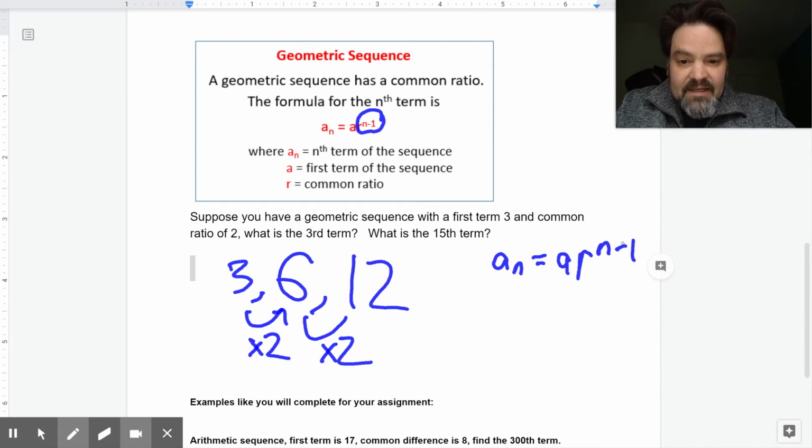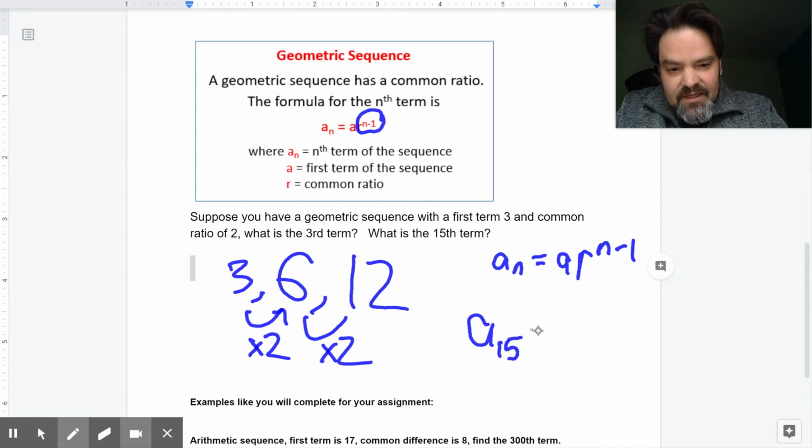So now let's look at the 15th term. This number is going to get very big, but we can use a calculator, okay? So let's go ahead, and one way of the notation is to say a sub 15. That means the 15th term. That's simply going to be 3, remember the first term is 3, times 2 to the power of 15 minus 1, to the 14th power.